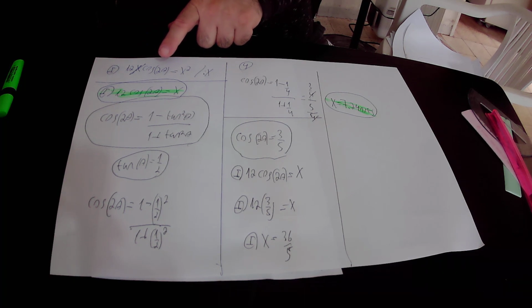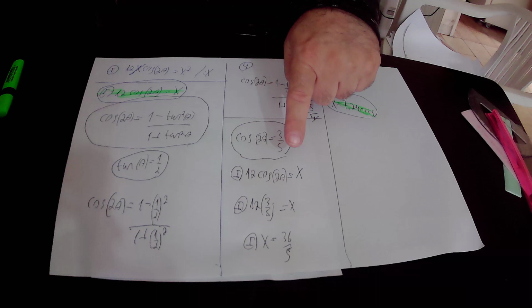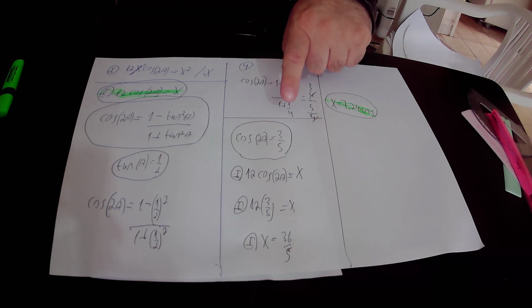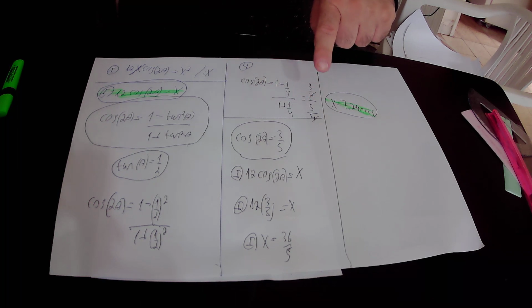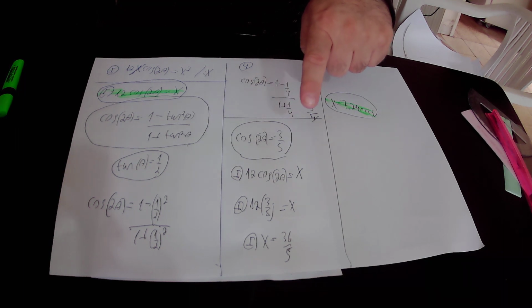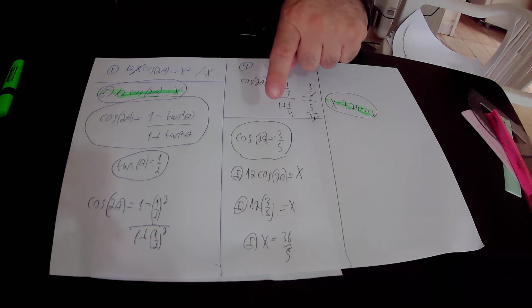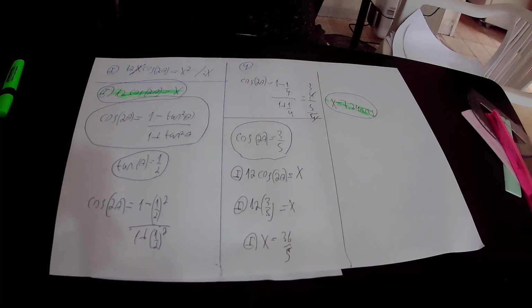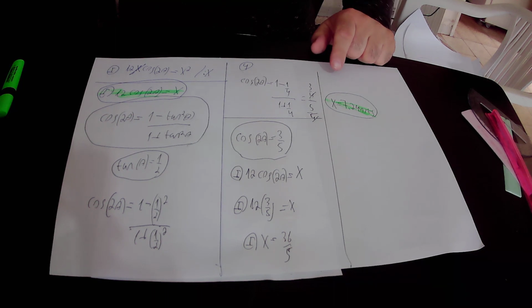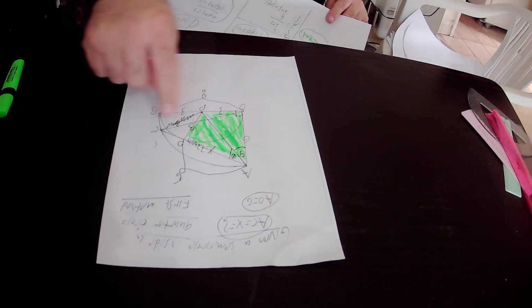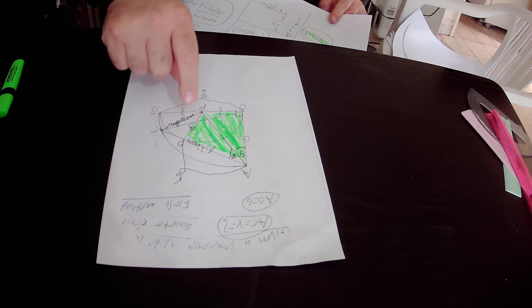According to equation number 1, 12 times cosine 2 theta equals x. We substitute cosine 2 theta by 3/5, and we got that 12 times 3/5 is equal to x. Here, 12 times 3 is 36, and 36/5 is equal to x. So x equals 36/5, that is 7.2 units. So here, x that is equal to AC equals 7.2 units.